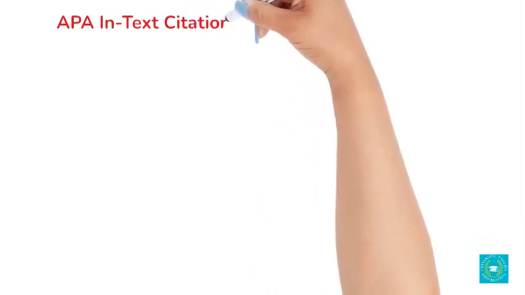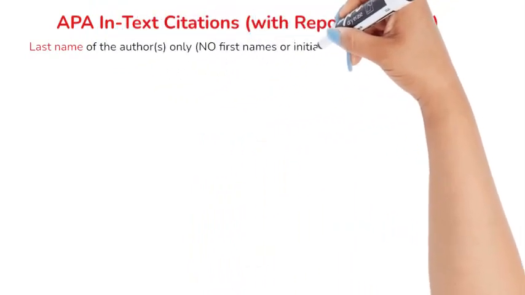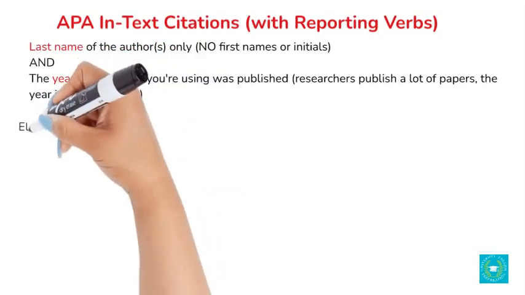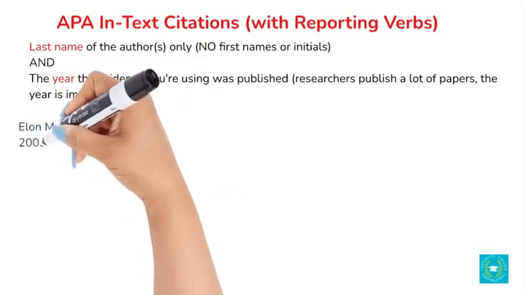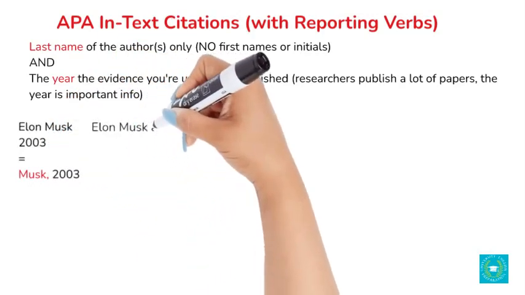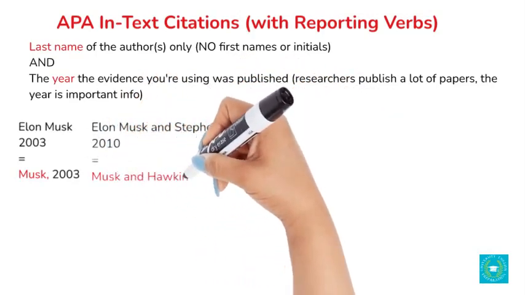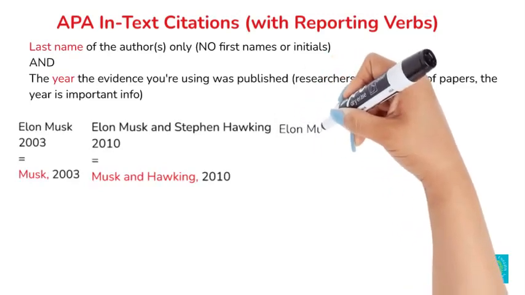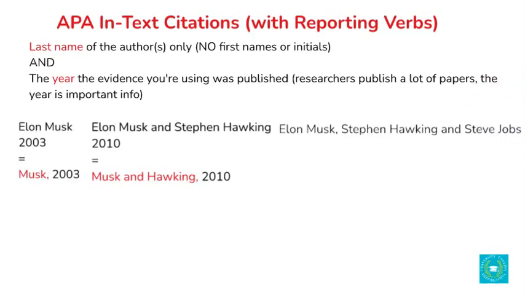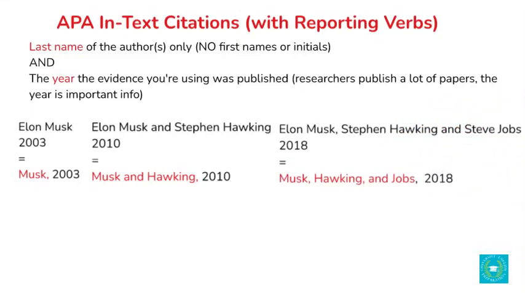For APA-style in-text citations, we only use the author's last name, no first names, no initials, and the date that the evidence was published. For example, if we were using something from Elon Musk in 2003, we would write Musk, 2003. If it were Elon Musk and Stephen Hawking from 2010, we might write Musk and Hawking, 2010. If it were Elon Musk, Stephen Hawking, and Steve Jobs from 2018, we would write Musk, Hawking, and Jobs, 2018.